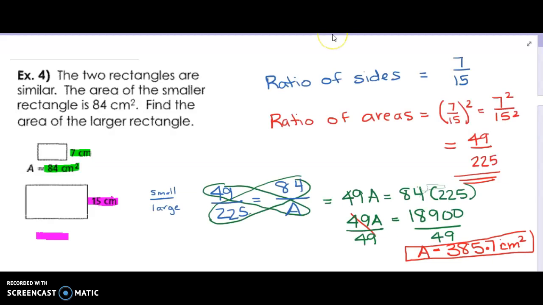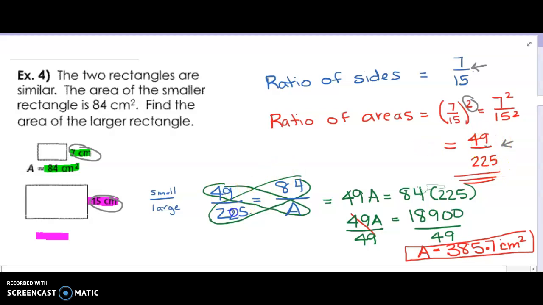All right, so hopefully you got 385.7. The first thing you need to do is find the ratio of the sides, so just set up a proportion. So 7 over 15 is the ratio of the sides. Then you want to find the ratio of the areas by squaring the ratio of the sides, which gives you 49 over 225.